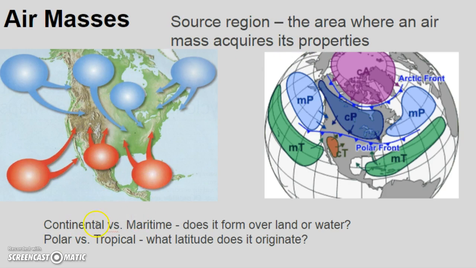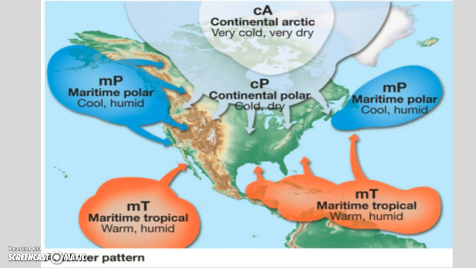We're going to be using a couple different explanations. Continental versus maritime: does it form over land or water? Continental is going to form over land, and maritime is going to form over water. Is it polar or tropical? What latitude does it originate? If it's polar, it's going to be coming from the north. If it's tropical, it's going to be coming from the south. So together, we're going to put these together and determine: is it continental polar, continental tropical, maritime polar, or maritime tropical?